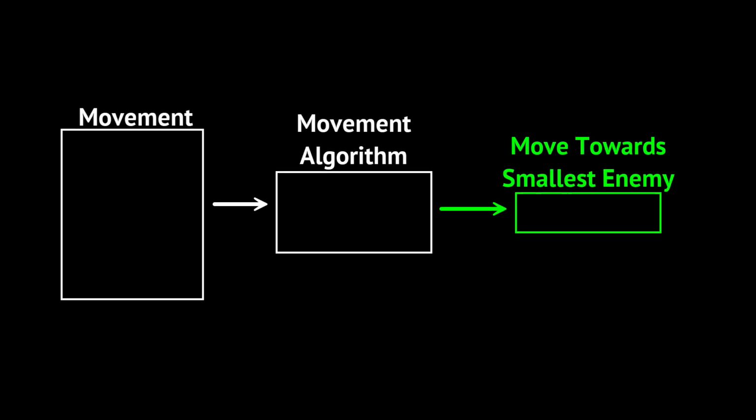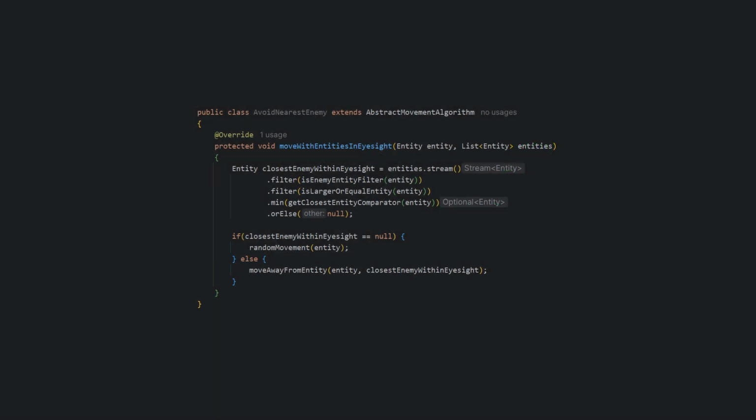To quickly recap from the previous video, the simulation is programmed so that we can easily swap the movement algorithm. The movement algorithm itself just has one method we need to override called move with entities in eyesight, which takes the entity being analyzed as well as a list of all the entities within its eyesight. From there, the algorithm has a number of helper methods, such as filter the list of entities to just enemy or friendly entities, or to find larger or smaller entities, and so on.